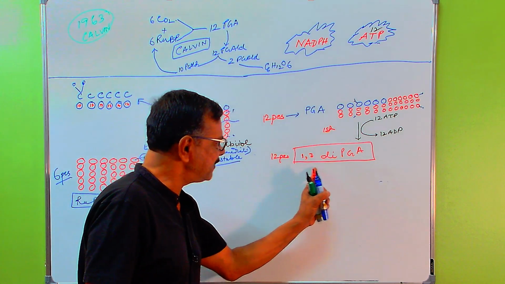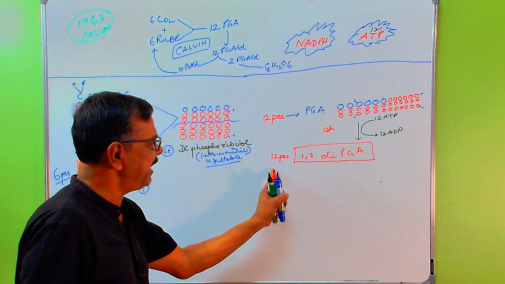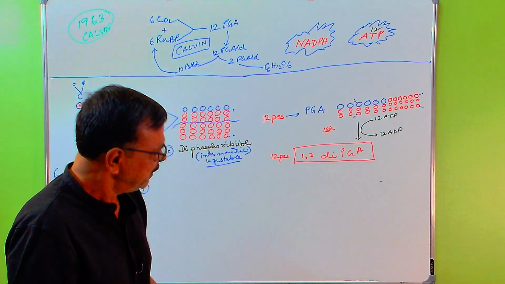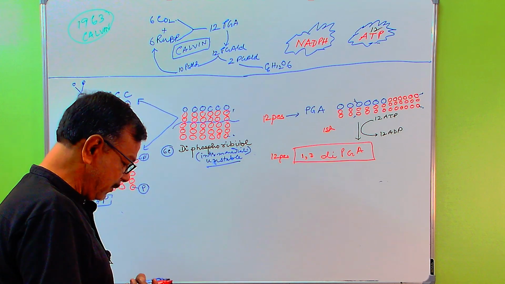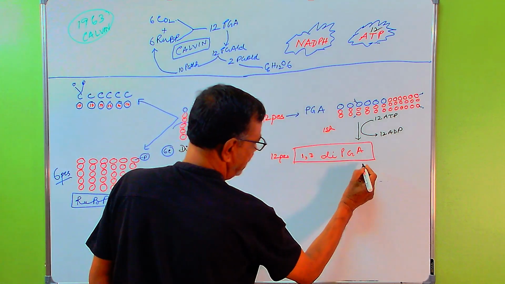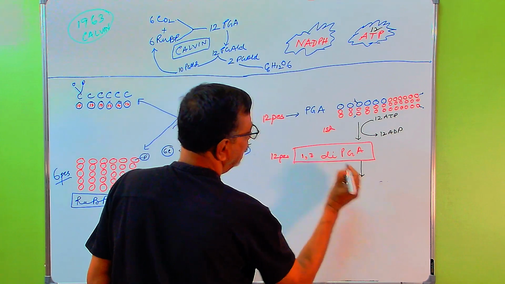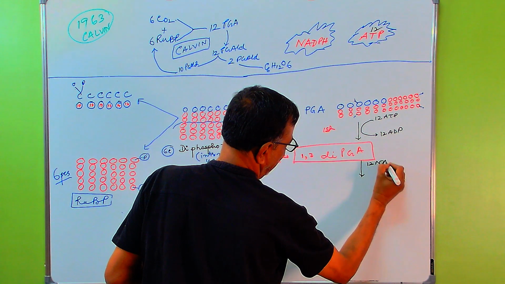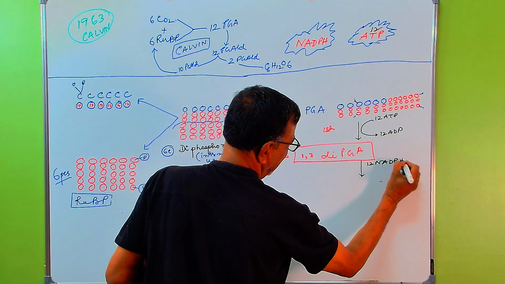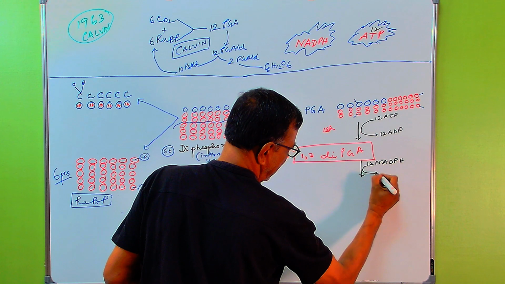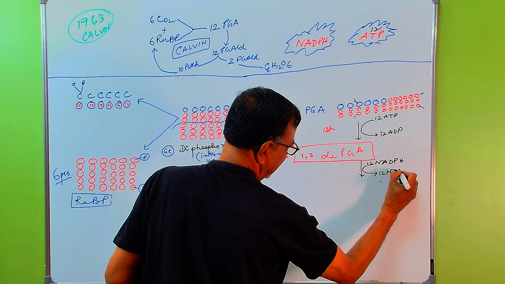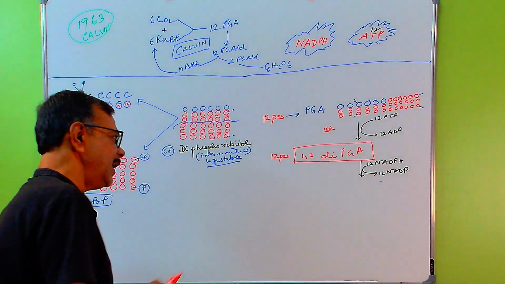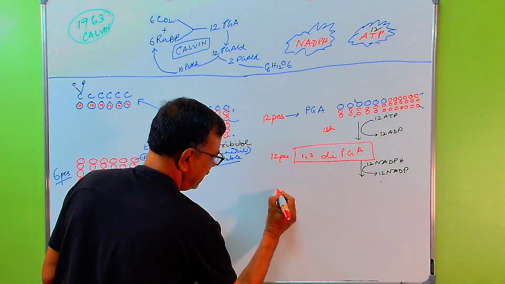Okay. So now 1,3 di-PGA will be produced. How many? 12 pieces. I am not writing all these things. Anyway, in the next step, what we will do? In the next step, we will take 12 NADPH. So hydrogen will go and 12 NADP will be produced, and here also that 12 pieces will remain constant.